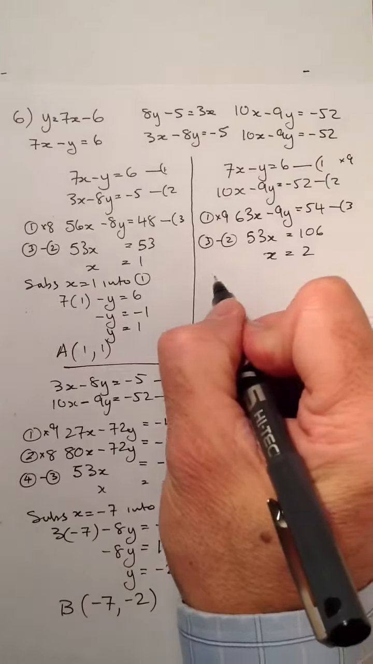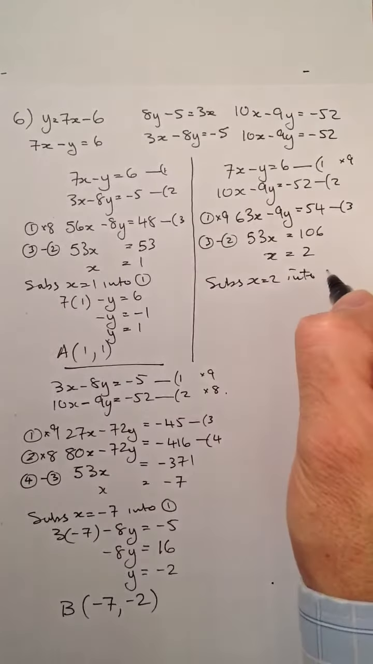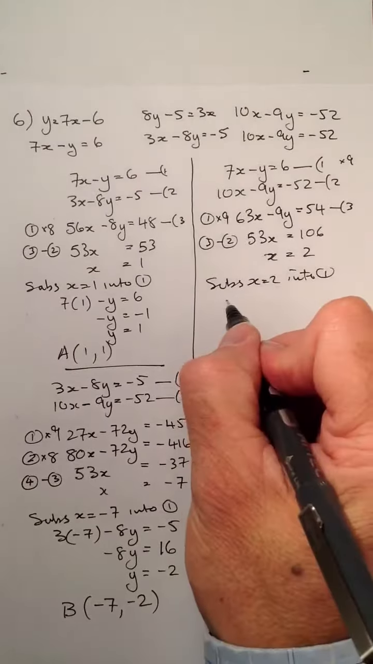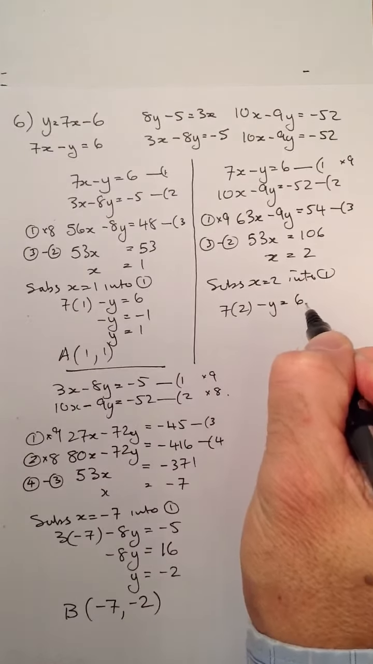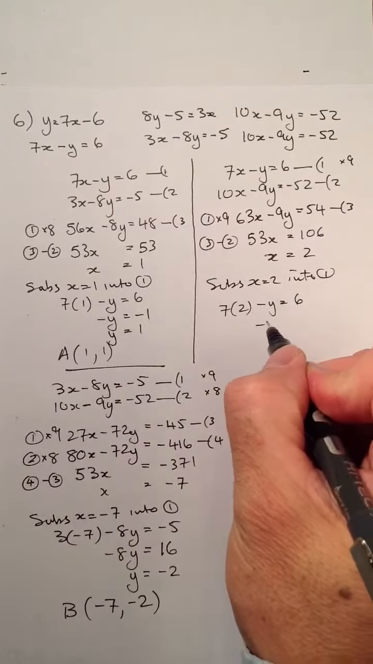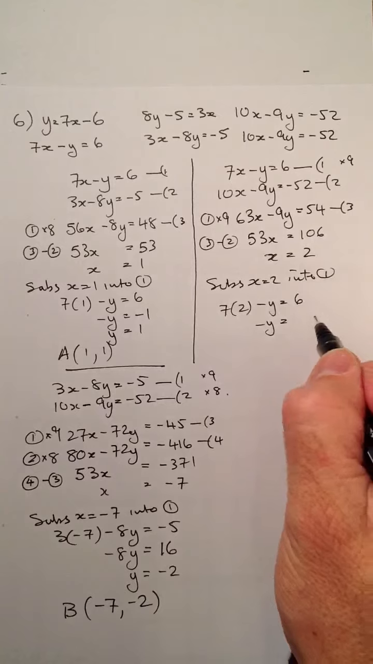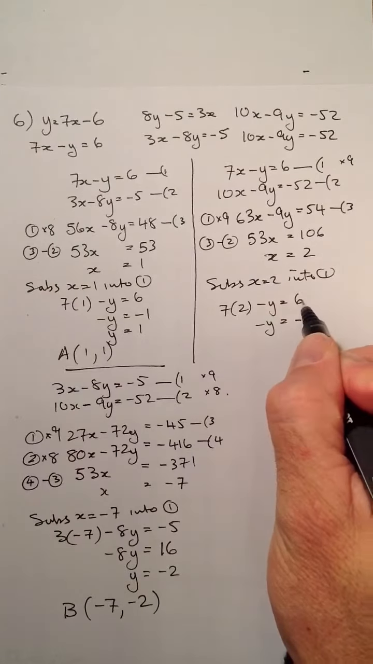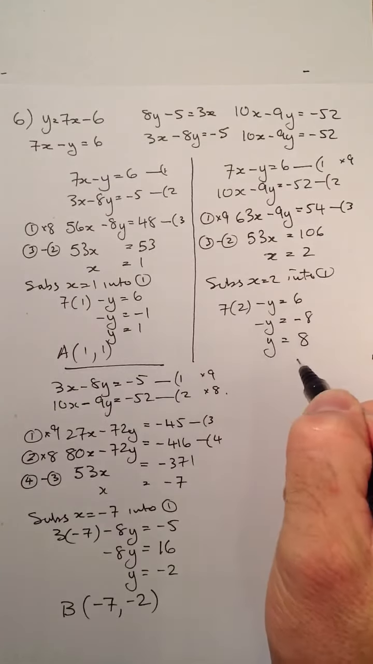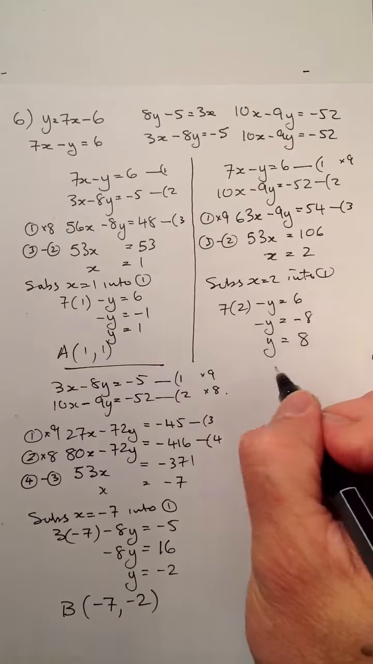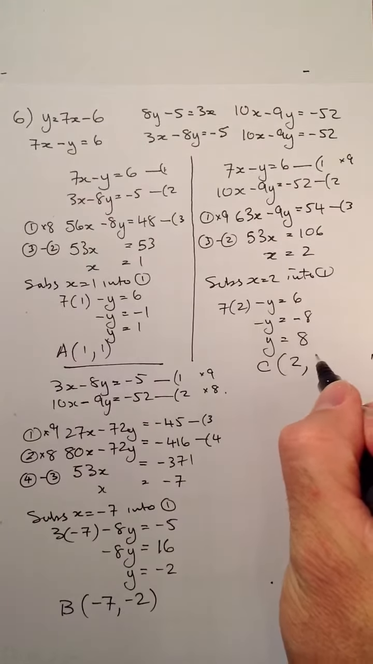I'm going to substitute x equals 2 into equation number 1. From there, I've got 7 times 2 minus y equals 6. So I've got minus y is equal to, so that's going to be 14 coming over to the other side, with the 6, will be giving me a minus 8. So from there, y is equal to 8. So if I call that C, I've got an x value of 2, a y value of 8.